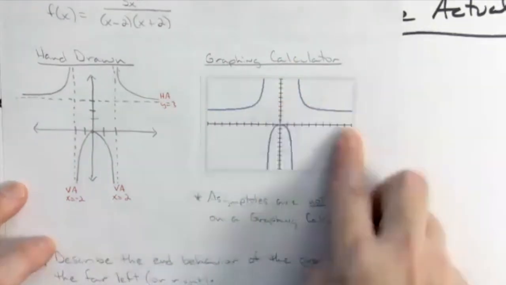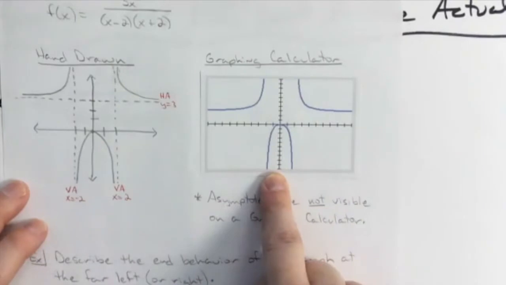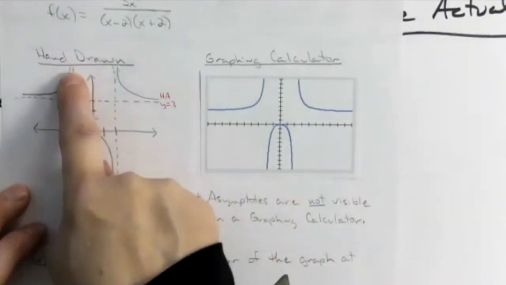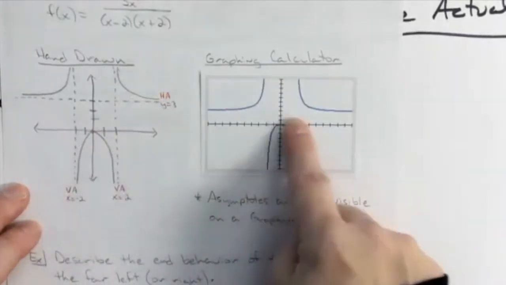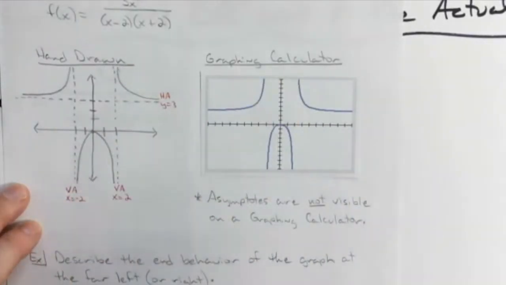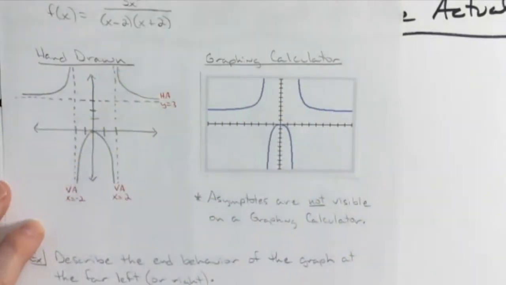Now, if you put this function in your graphing calculator, it still looks the same way. You still see a swoopy over here, a swoopy over here and a swoopy up here. Swoopy, very mathematical, by the way. But what you don't see is the dotted lines. In your graphing calculator window, they're not going to show up.